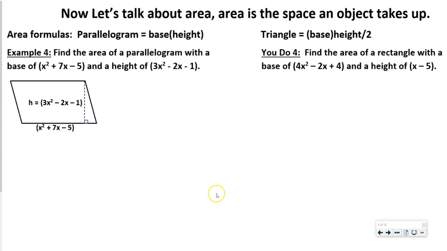All right, now let's talk about area. Area is the space that an object takes up. Okay, so area formulas, parallelogram is equal to the base times the height. That's what these parentheses mean. Triangle is equal to the base times height divided by 2.